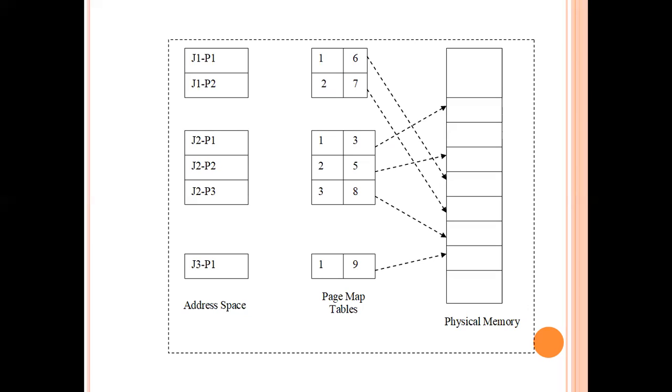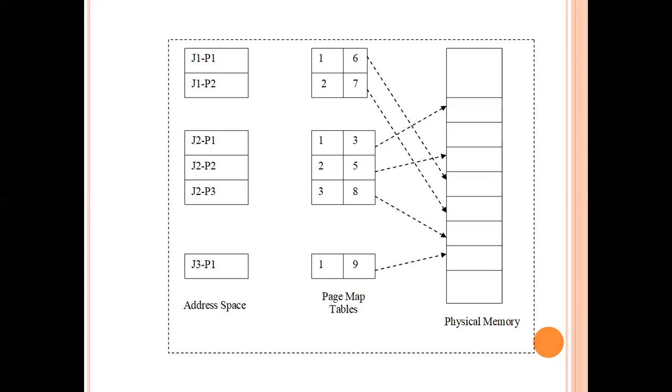Then you take the second job. It has how many pages? Three pages: 1, 2, 3. The first page I'm keeping in memory block 3. The second page I'm keeping in memory block 5. And the third page I'm keeping in memory block 8. Whereas the last job requires only one block, which you keep in memory block number 6.